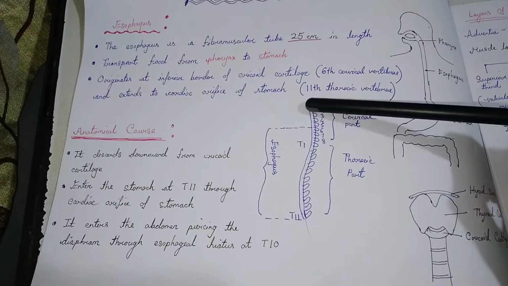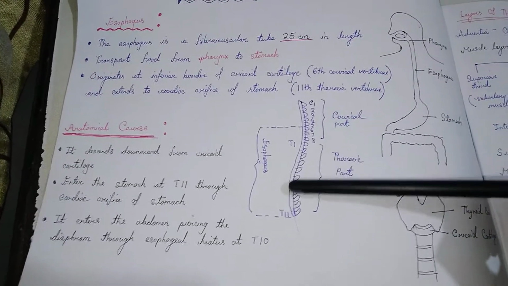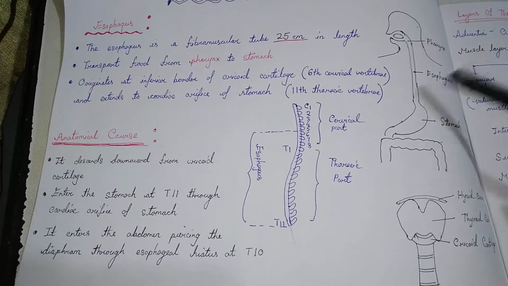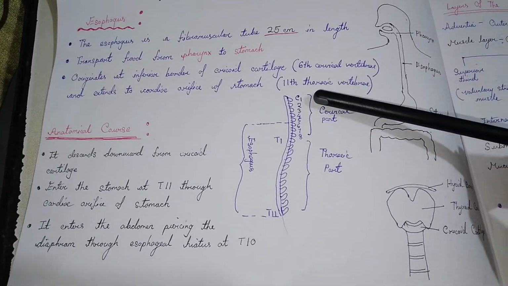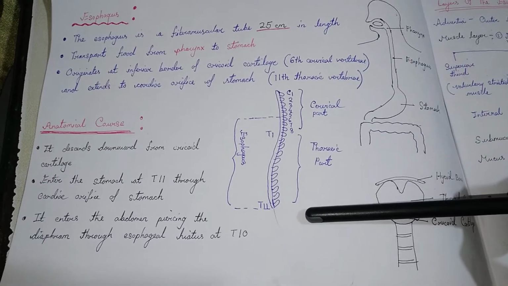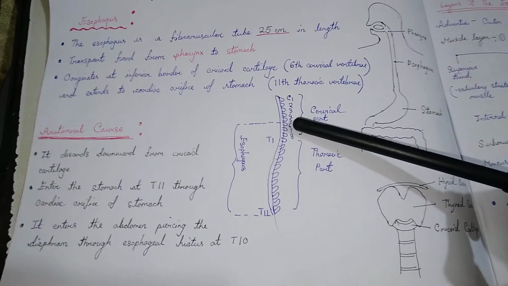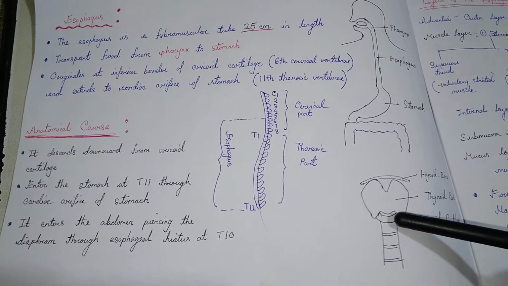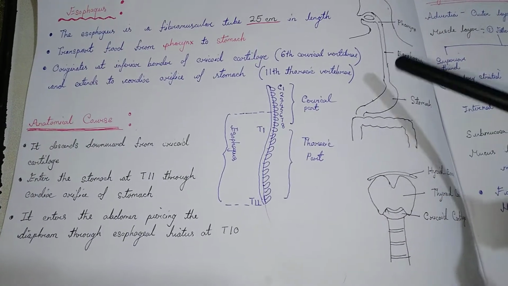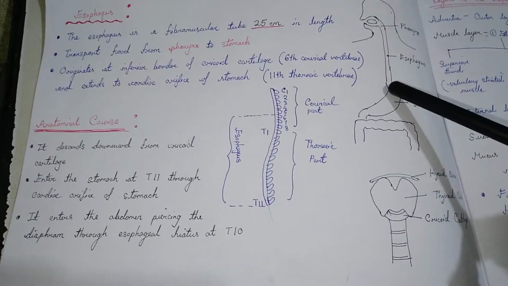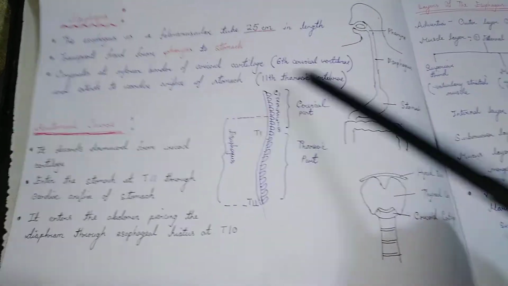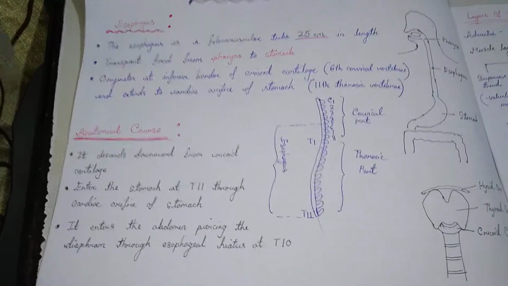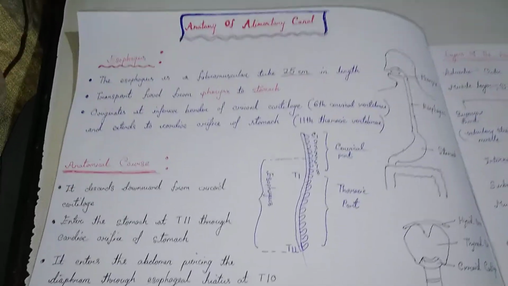If we look at another diagram, this is a rough diagram of the cervical part of the spinal cord. These are the parts I have drawn. This is the cervical part and this is the thoracic part. So from the 6th cervical vertebra the esophagus is beginning, which is at the level of the cricoid cartilage, and it ends into the stomach at the 11th thoracic vertebra, which is the cardiac orifice of the stomach.